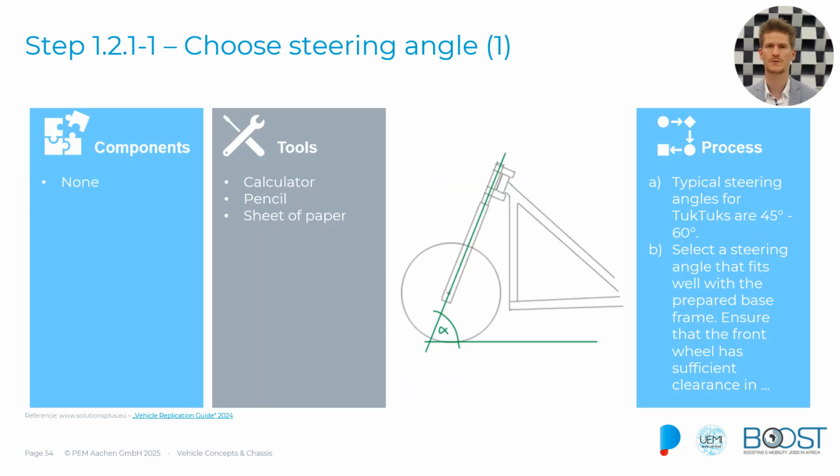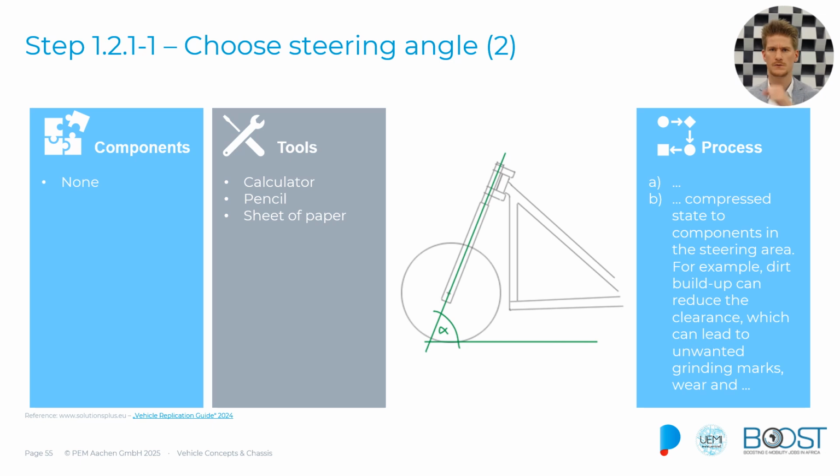So this is now the first point. We would need to choose our steering angle, and this is something you can do based on your preferences. Obviously it has an effect on the wheelbase. The smaller this angle is, the longer the wheelbase will be, and vice versa. So we probably need to calculate with a pencil and a bit of paper. Usually we can give you as a kind of guidance that the tuk-tuk would have something like 45 to 60 degrees regarding this angle, and this is what we will deal with in our examples.